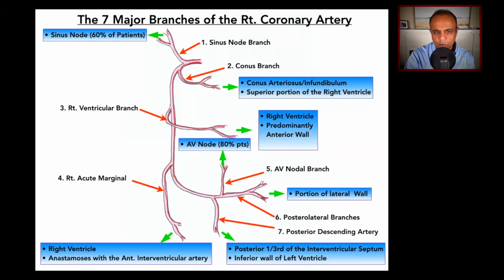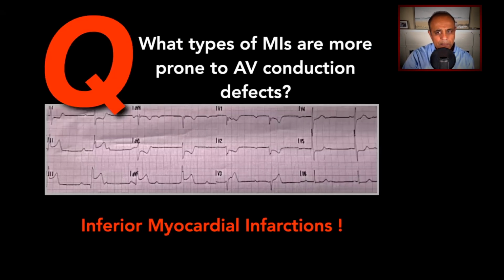And just kind of reviewing the anatomy here, remember there are about 7 major branches of the RCA, with the AV nodal branch coming off in about 80% of these patients. So what type of MIs are more prone to AV conduction defects? You got it, inferior myocardial infarctions.